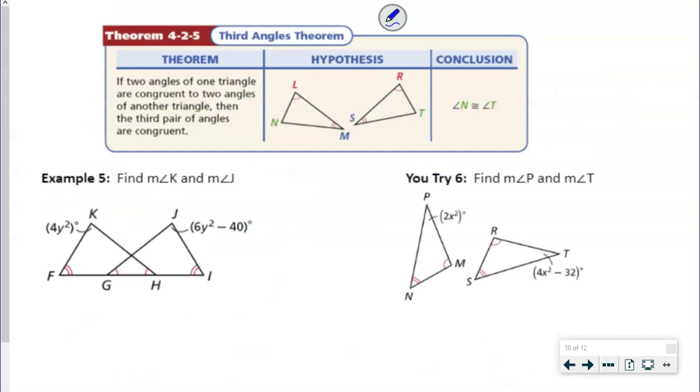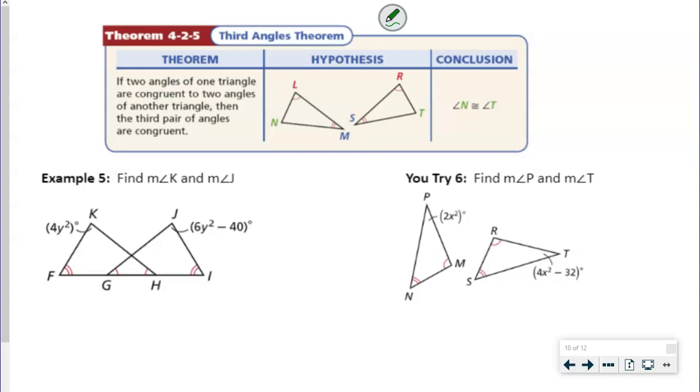So the last property we're going to talk about today is that if two angles of one triangle are congruent to two angles of another triangle, notice that L is congruent with R and M is congruent with S, then obviously the third pair of angles are congruent. So let's talk about what that means.